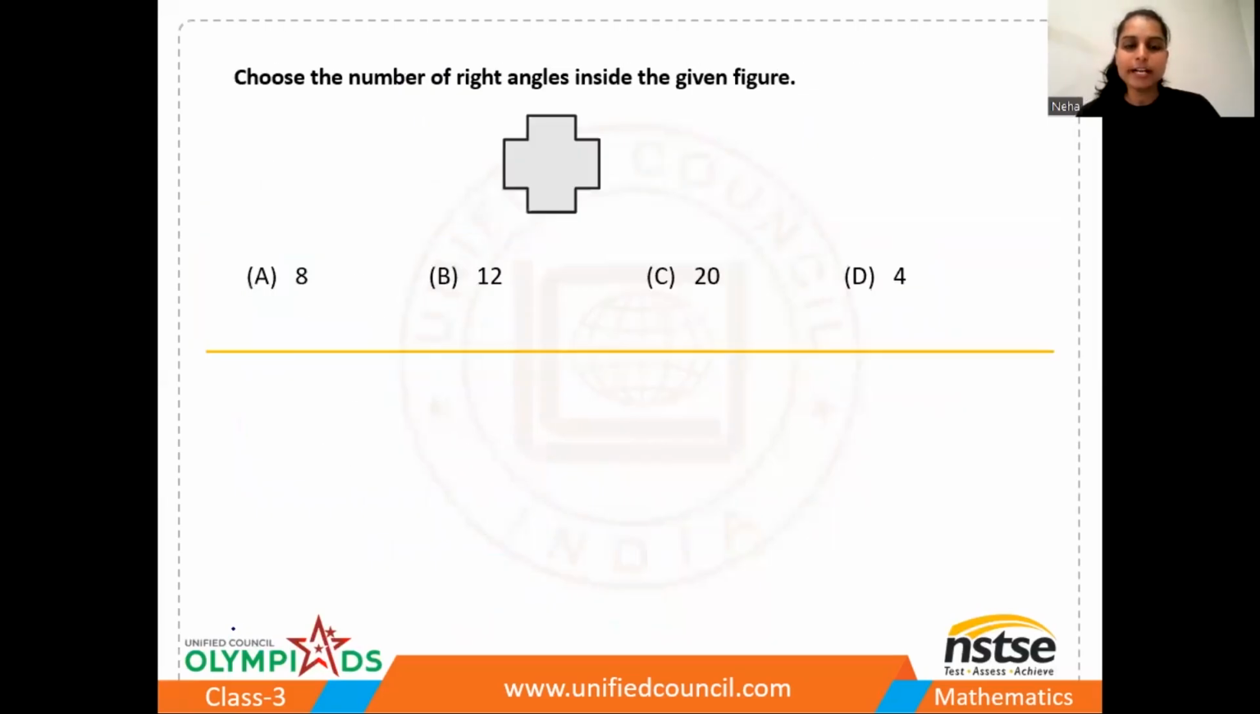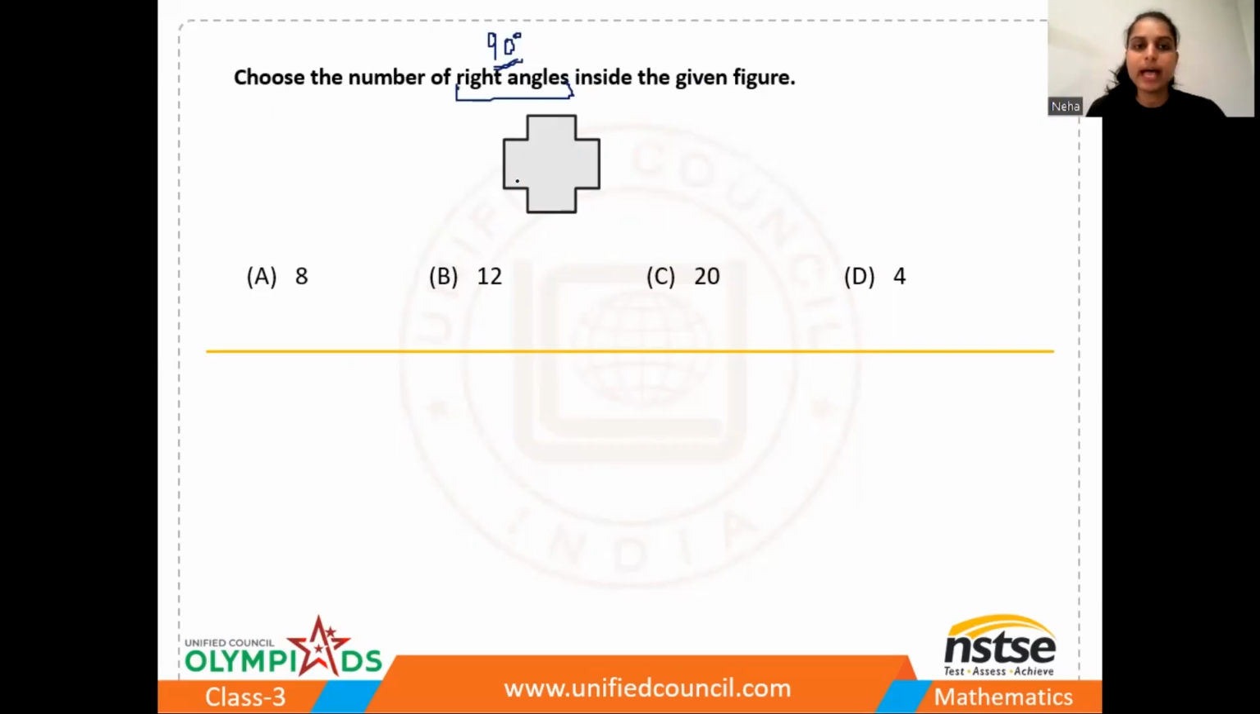Perfect. Now let's move to the next question. The next question is asking to choose the number of right angles inside the given figure. One figure is given, and we have to find the right angles. A right angle means an angle of 90 degrees.